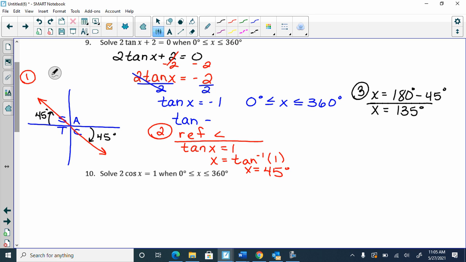1 answer. Then we do our other one. When we're in quadrant 4, we do 360 minus 45. And we get 315. So when I don't narrow you down on the second piece of information, you're going to get 2 answers. Most times.